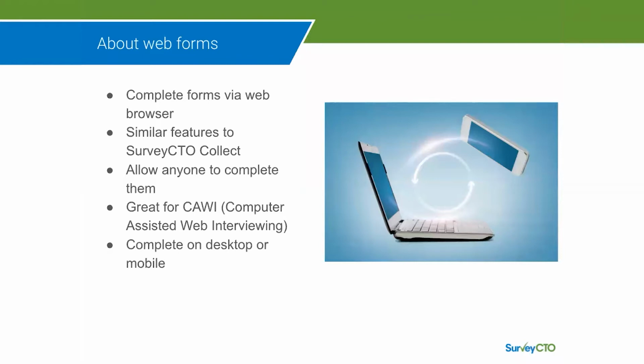The greatest advantage of web forms is that they can be completed by just about anyone, whether or not they are familiar with SurveyCTO. Just send the respondent the link to the form and they can fill it out at their leisure. This makes web forms great for CAWI surveys, or computer-assisted web interviewing, since no enumerators are needed, with respondents completing the form on their own. Web forms can be filled out either on a desktop computer or a mobile device, so respondents can easily fill them out using their smartphones if they prefer. We'll show you examples of both a bit later.